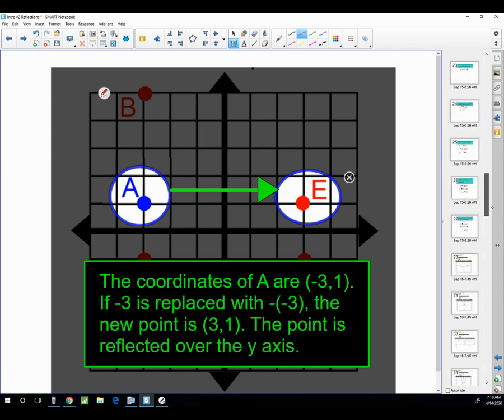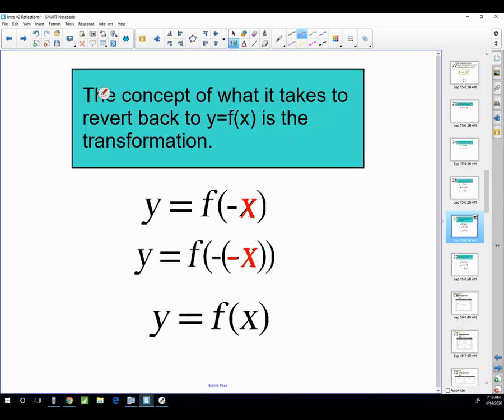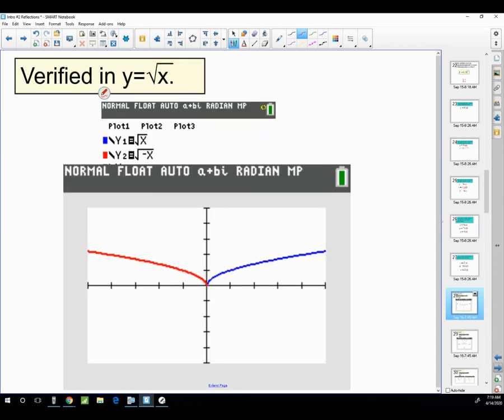Let's see if I can get back to where we were. All right, and so let's look at that with some functions. We just said all of that. You can read it. If we have a negative with x, then it reflects over the y-axis. So this is the parent function, and it reflects over the y-axis.